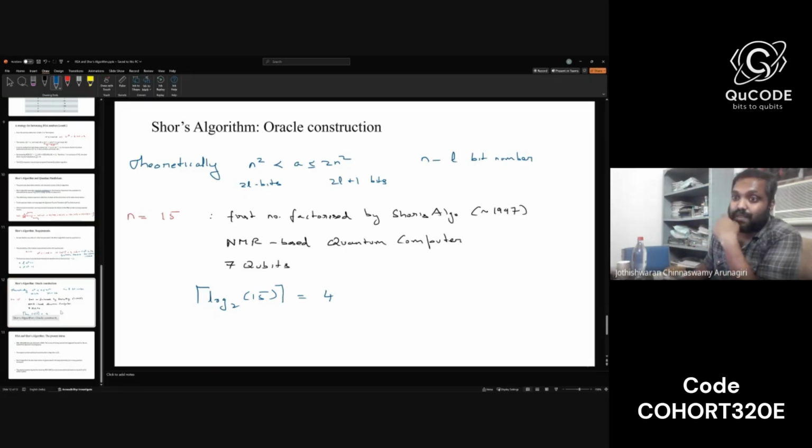So now how do we go about constructing it? So what we do is the following.